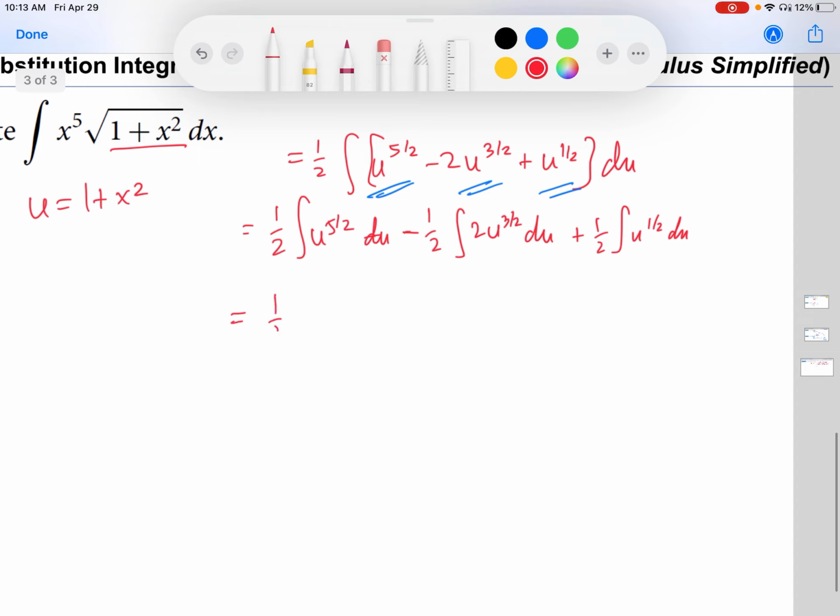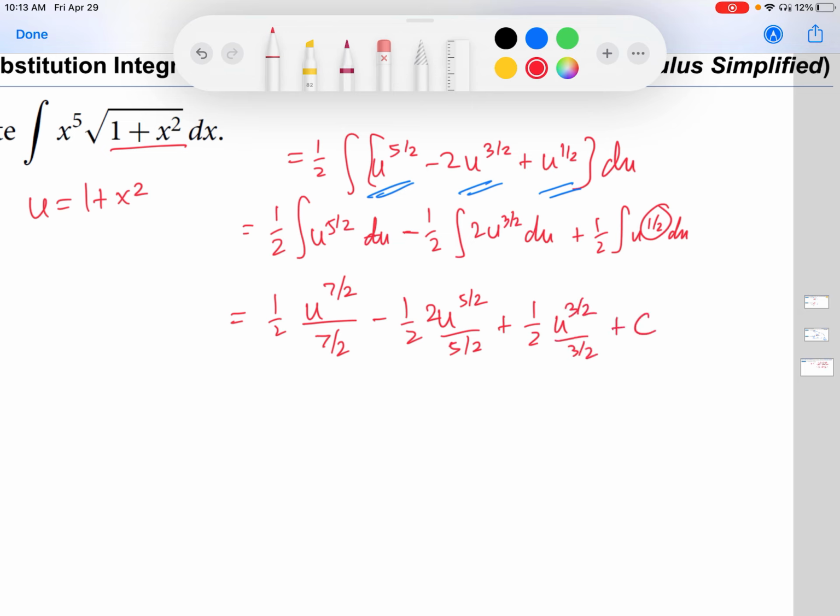So I'm going to add 1. 5/2 plus 1 is 5/2 plus 2/2, 5/2 turns into 7/2, divided by the result. Minus 1/2 times 2 u to the 3/2 plus 1, that's 5/2, divided by 5/2, plus 1/2 u to the 1/2 plus 1, that's 3/2, divided by the result. Plus c.